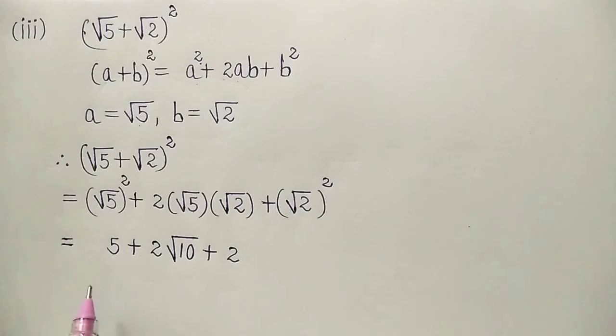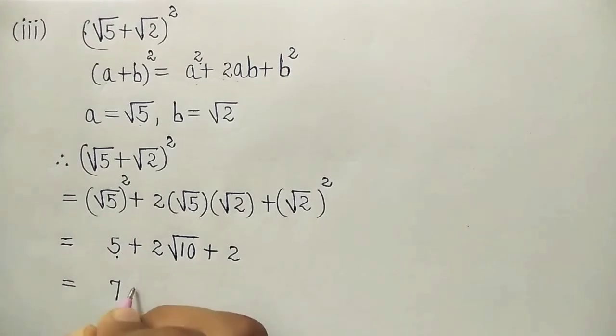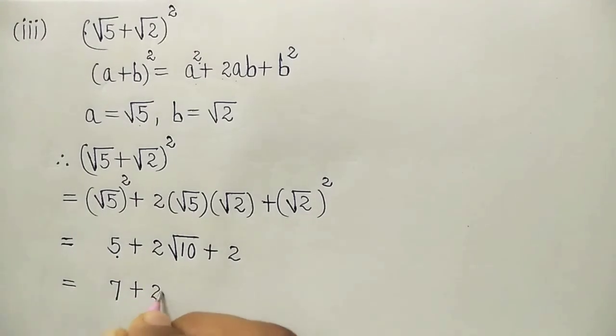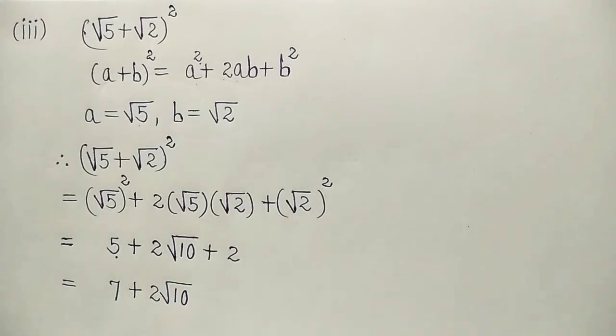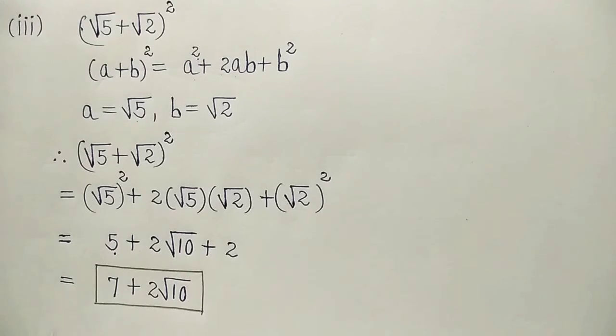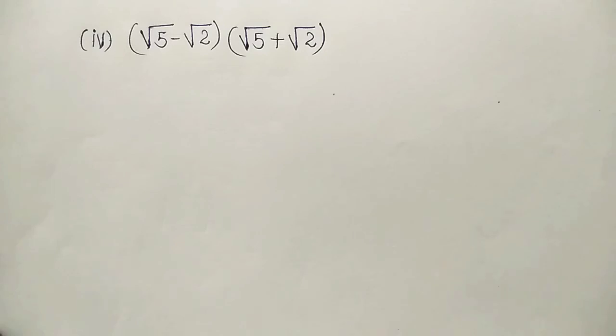Now again, what will the next step be? See here, 5 is a rational number, 2 is a rational number. We can add them both. So 5 plus 2 equals 7, plus 2 square root 10. So 7 plus 2 square root 10 is the answer for the third.